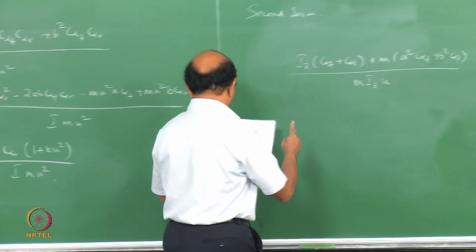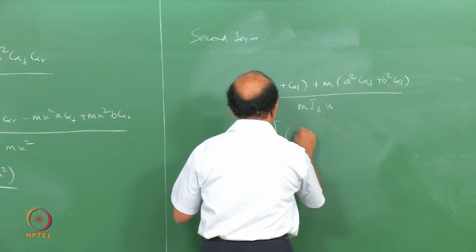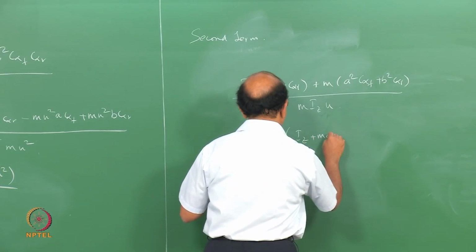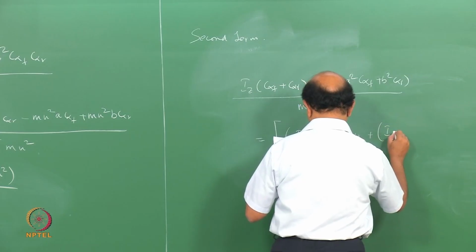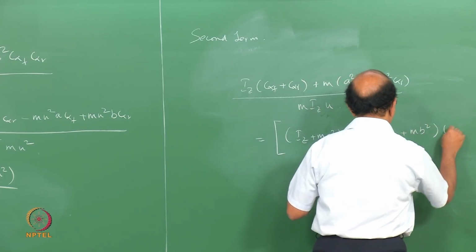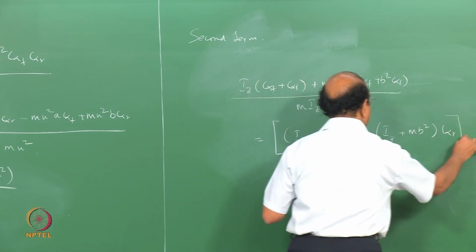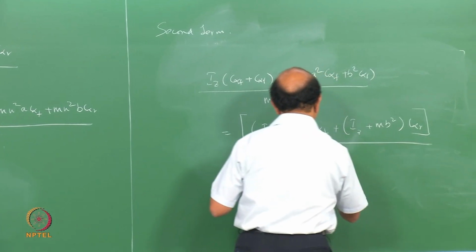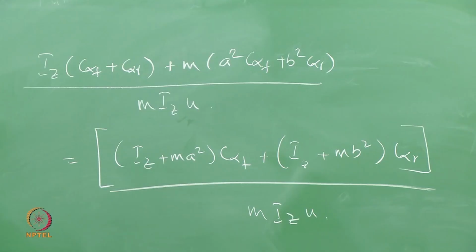Let me rearrange them so that I will write that as I z plus m a squared C alpha f plus I z plus m b squared into C alpha r divided by m I z into u. Right? Nothing difficult, just rearranging the term.